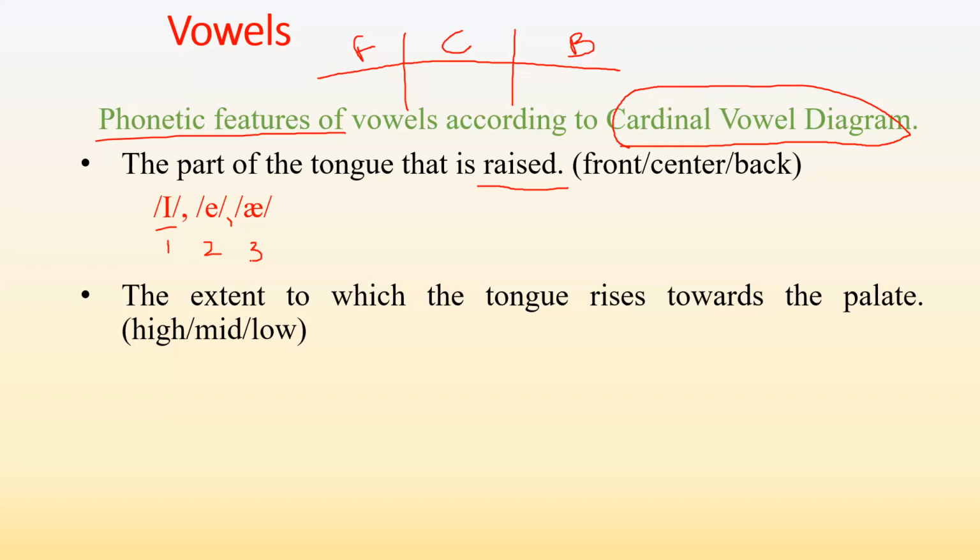Can we take 2 positions, ma'am? No. Only one. There are 3 types: front, central, and back, and I have given 3 vowels, 1 for each, because I don't want to confuse you too much. That's why I gave you only 3 sounds. So the third one belongs to the back category.